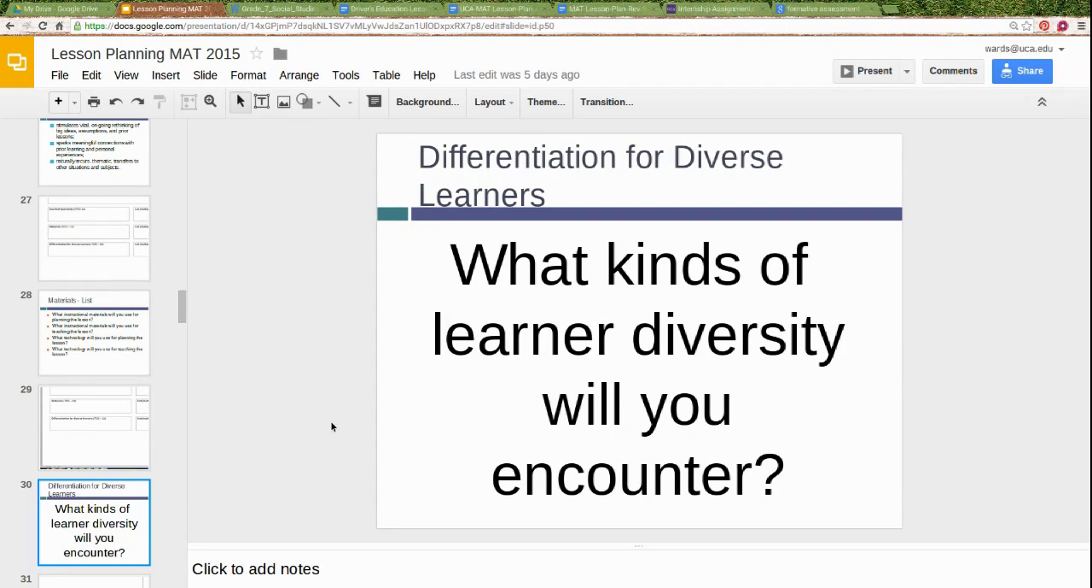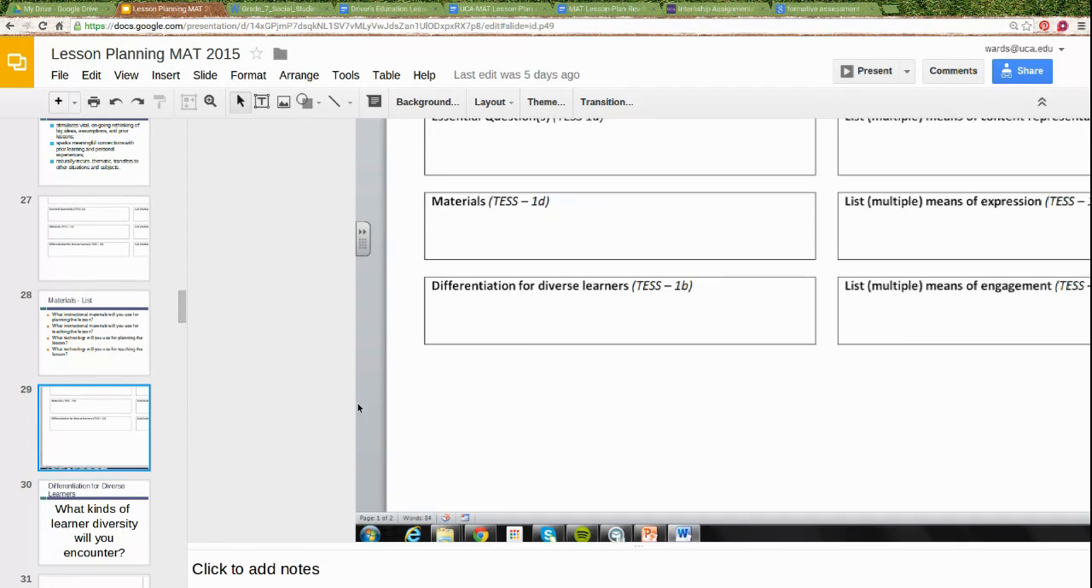For our practice lesson, one thing you can rely on is VARK. Remember the VARK assessment that you took? Visual, auditory, read-write, and kinesthetic. You should plan for all of those. In our driver's ed lesson, we have visual elements, we have auditory elements, kinesthetic elements, and read-write elements.